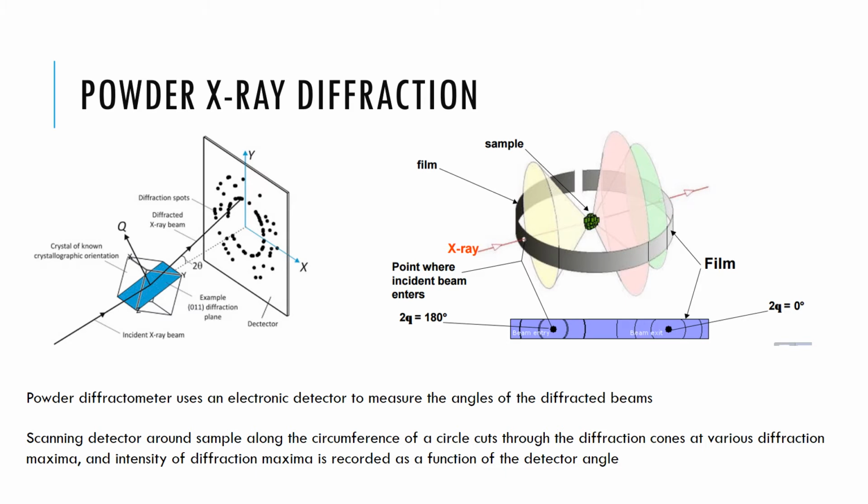Now, a powder diffractometer will use an electronic detector to measure the angles of the diffracted beams. And we scan the detector around the sample along the circumference of a circle, as you can see in the right-hand image there, and that cuts through that diffraction cone, and we can record the intensity of these diffraction maxima as a function of the detector angle.